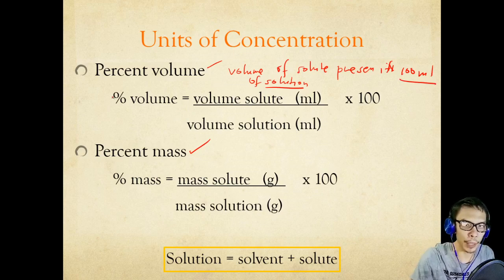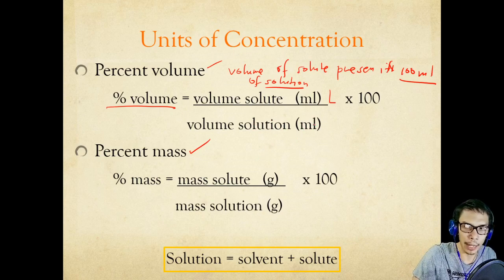So it has a formula. Percent by volume is equal to volume of solute in ml. You can have this in liters in some situations, but if it is different, you change the other one with appropriate units. Divided by the volume of solution, also in ml, times 100. So that is the percent by volume.